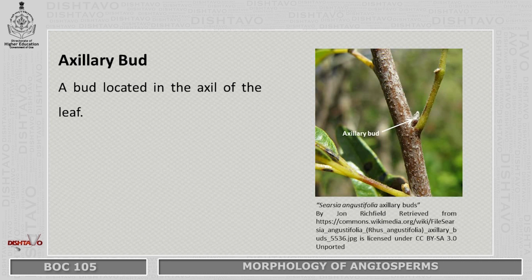Coming to the axillary bud, an axillary bud is located in the axil of the leaf. As you can see in the picture, this is the place where it remains well protected, and this position of the bud actually protects it from the herbivores.